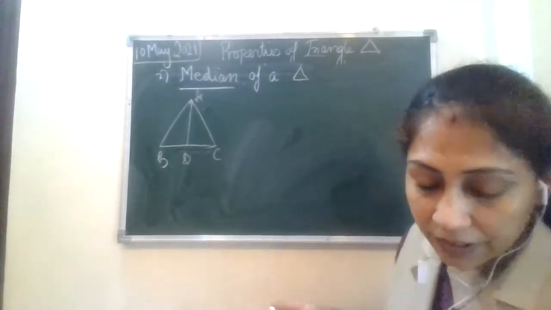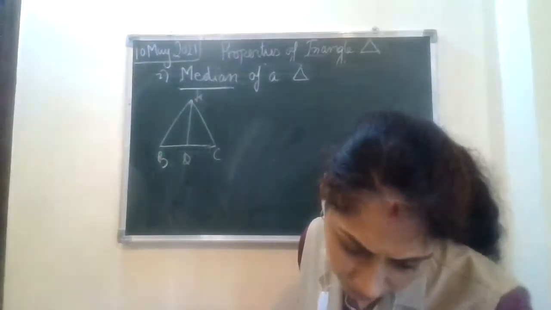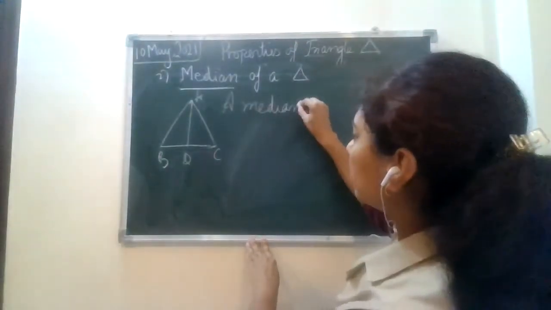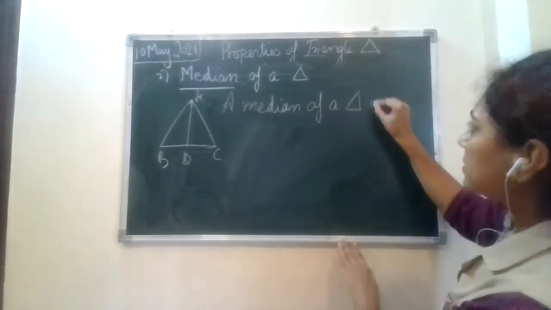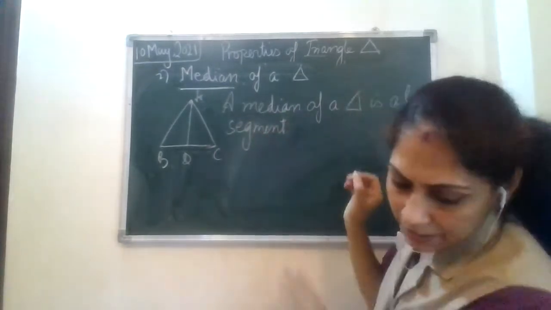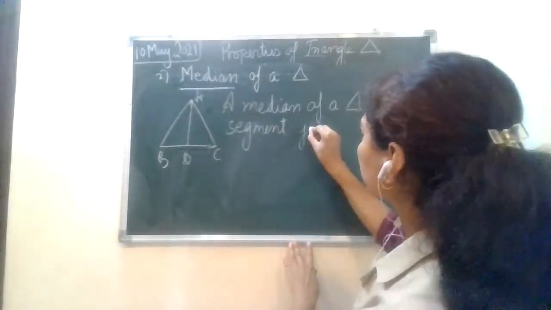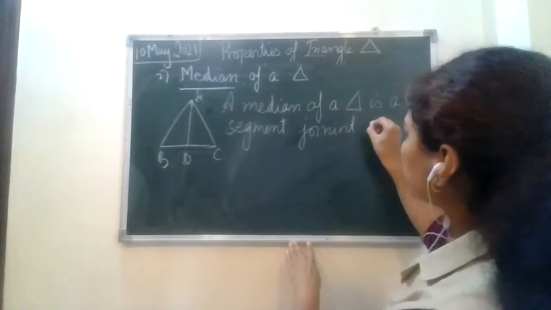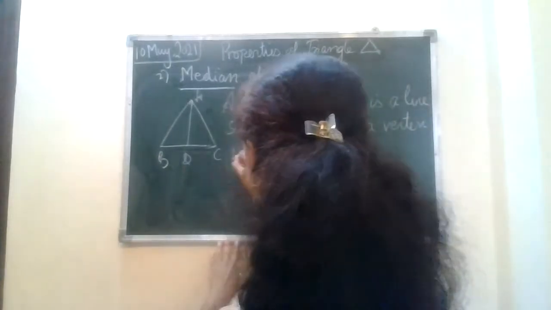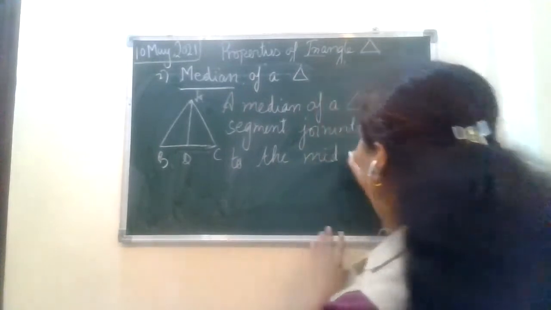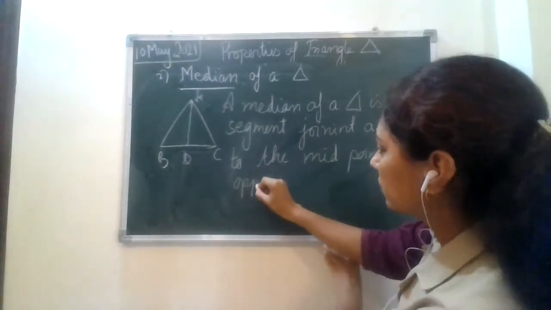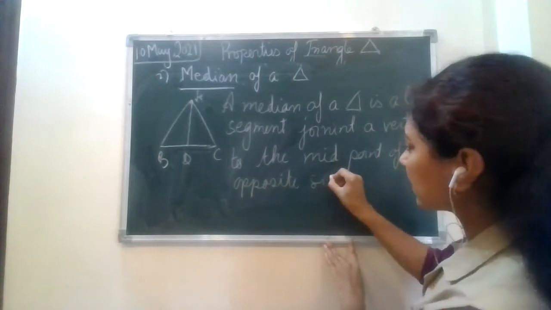Okay, so here I'm writing the definition of a median. Yes, a median of a triangle is a line segment joining a vertex to the midpoint of the opposite side, bisecting it.